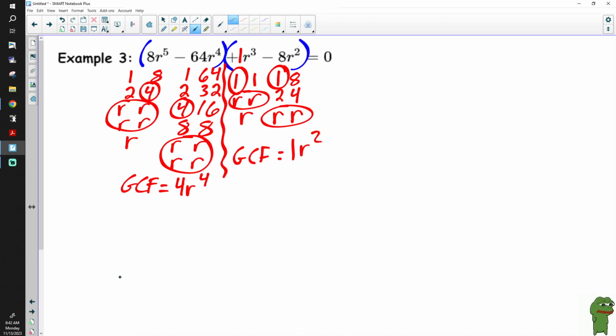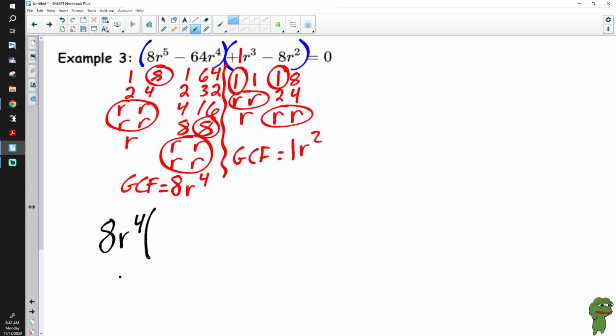And then divide out your GCFs. Oh, did I make a mistake? You're right, it is 8. Yes, it is 8. Eight is my largest number. 8r to the 4th. Thank you. So put your 8r to the 4th out front. And let's divide it out.